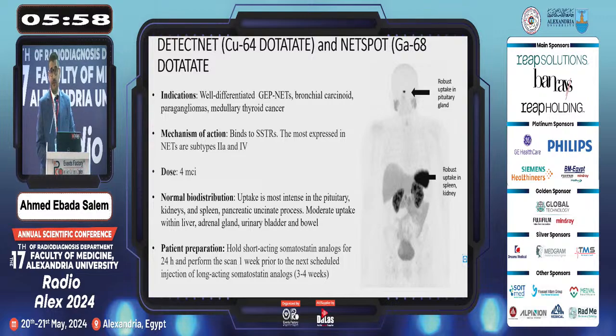Patient preparation is different than FDG, since this is not a glucose analog, so you need to hold any short-acting somatostatin analog for 1 hour before the scan, and they need to have at least 3 to 4 weeks since they had their long-acting somatostatin analogs for neuroendocrine therapy.